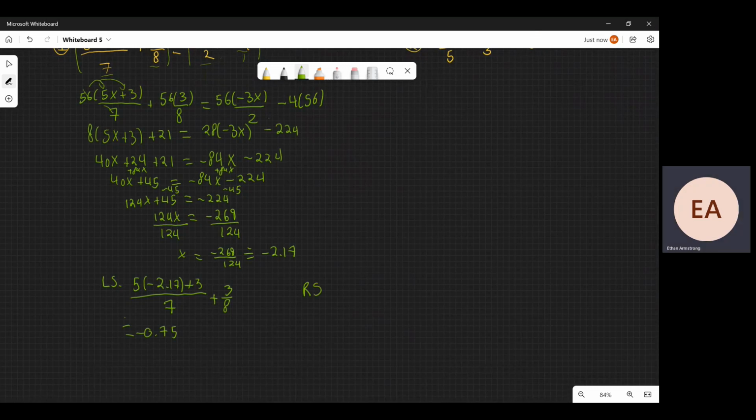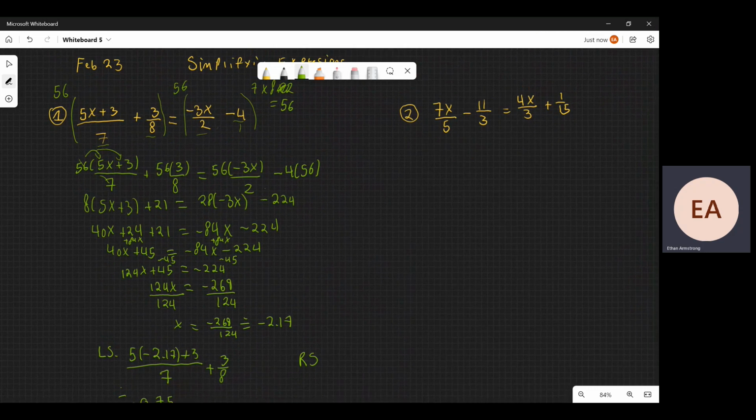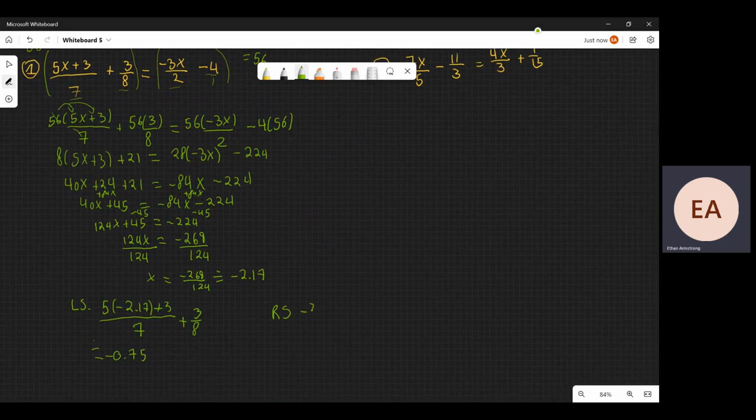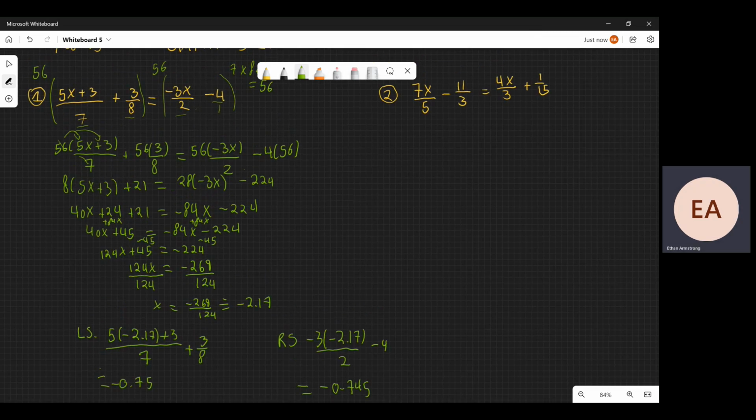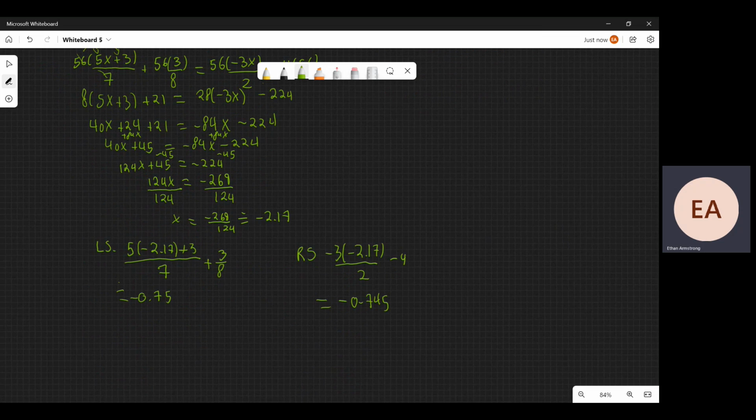We're going to do the same thing. Every time there's an x, we're going to sub in our negative 2.17. So we have negative 3 times negative 2.17 divided by 2, minus 4. And that equals negative 0.745. Since we rounded here, our answers aren't exactly exact, but they're close enough.